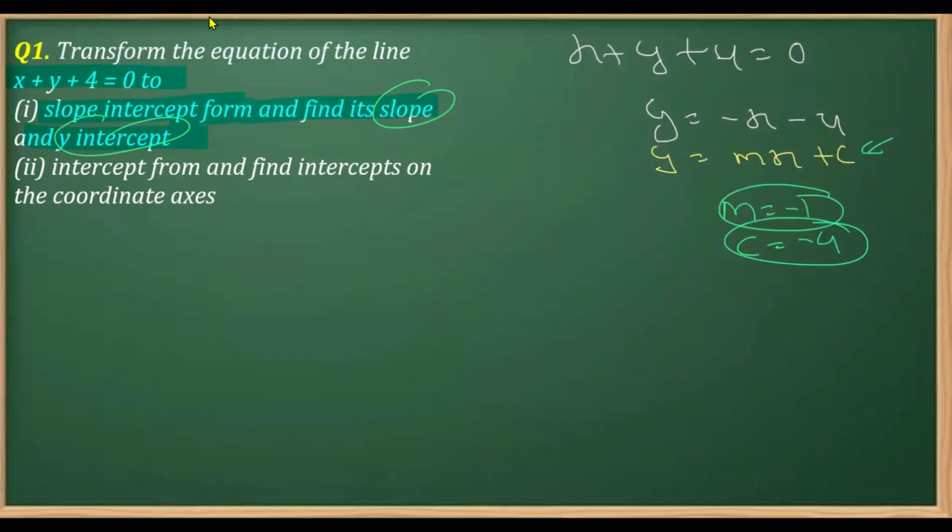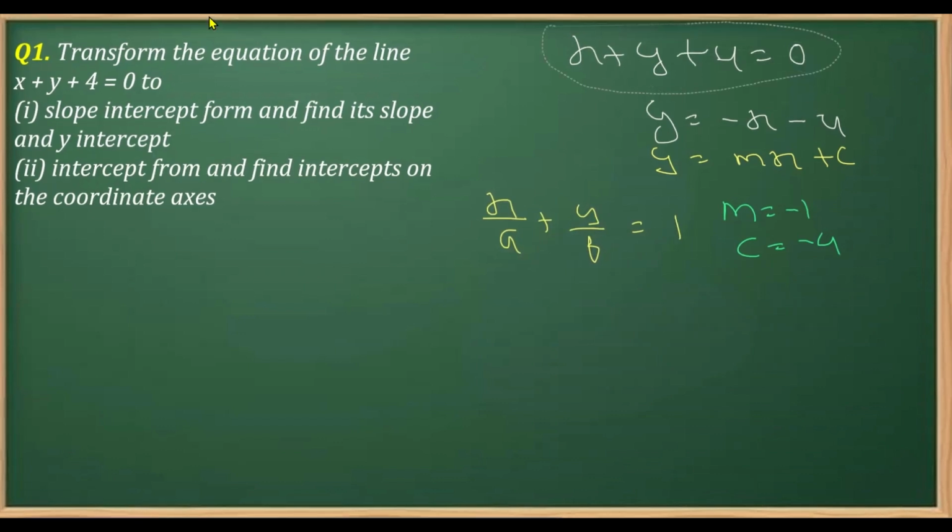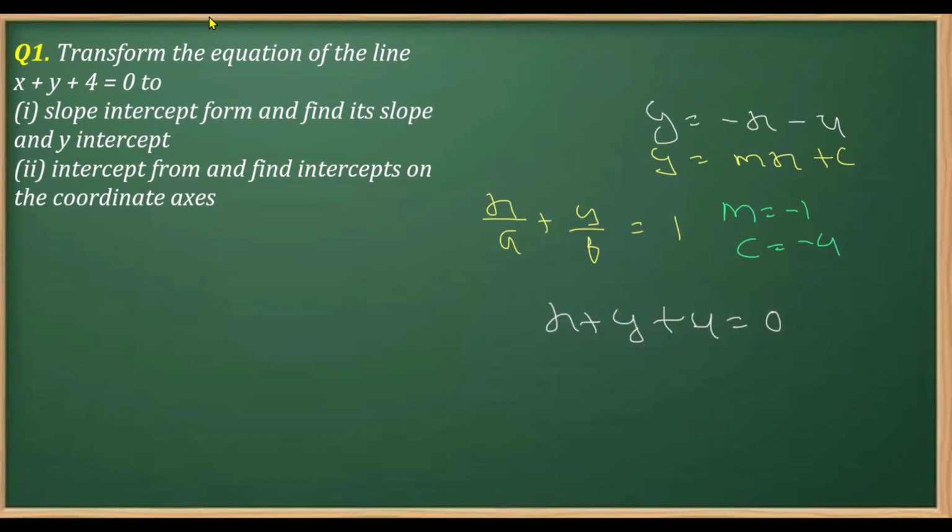Now if I see the next one, the same equation is there. What we have to do in this question is write this in the intercept form, and find the coordinate axis intercepts. So intercept form of an equation is what? This is x over a plus y over b is equal to 1. This is the intercept form of an equation. So first I'll write the equation. The equation here is x plus y plus 4 equals 0, the same equation, and we have to write it in this form.